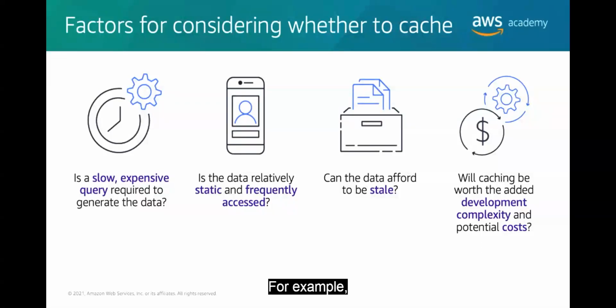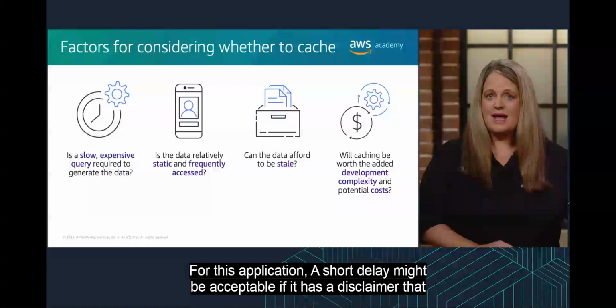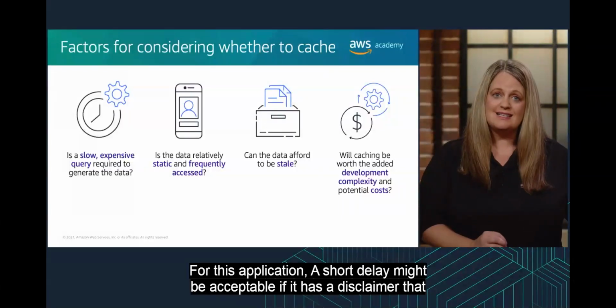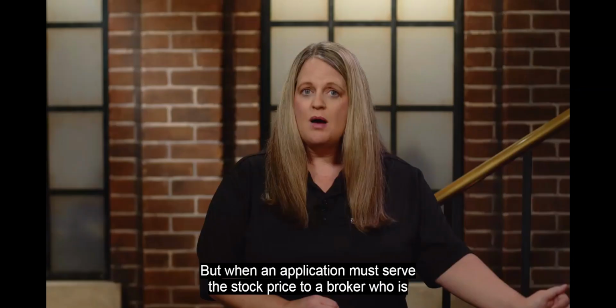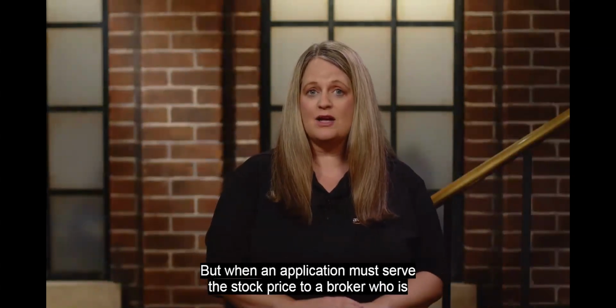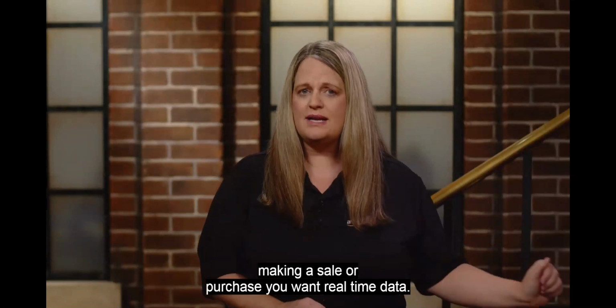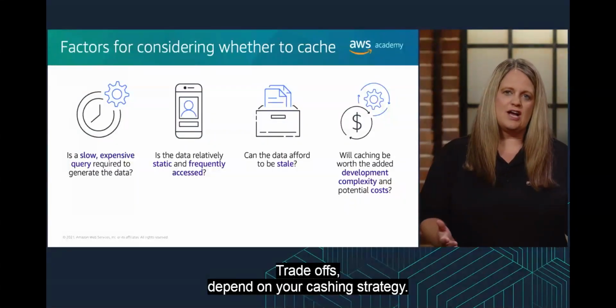For example, consider an application that serves a publicly traded stock price on a website. For this application, a short delay might be acceptable if it has a disclaimer that prices might be delayed by a specific number of minutes. But when an application must serve the stock price to a broker who is making a sale or purchase, you want real-time data. Trade-offs. Depend on your caching strategy.